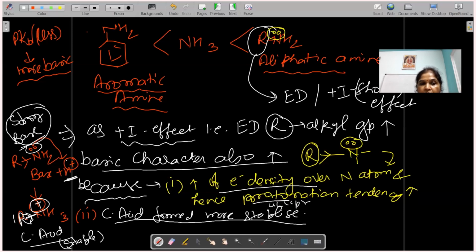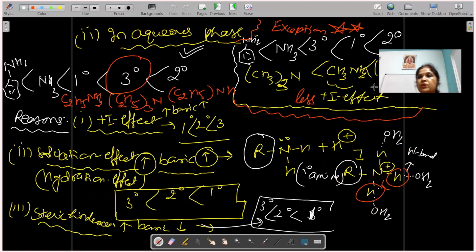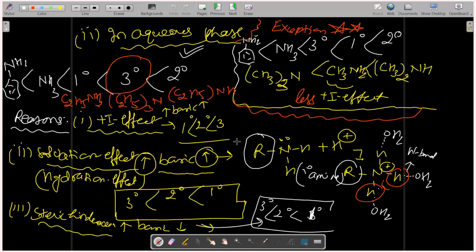And all of you are aware that R is the electron donating group. So if it is donating its electron to nitrogen, which carries a positive charge, it becomes neutralized, and hence it becomes more and more stable. So if you know this concept, you can easily identify the basic nature.